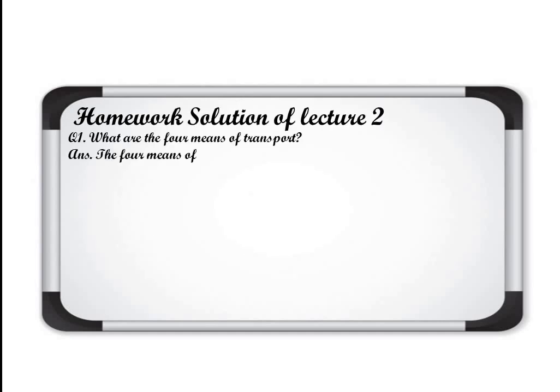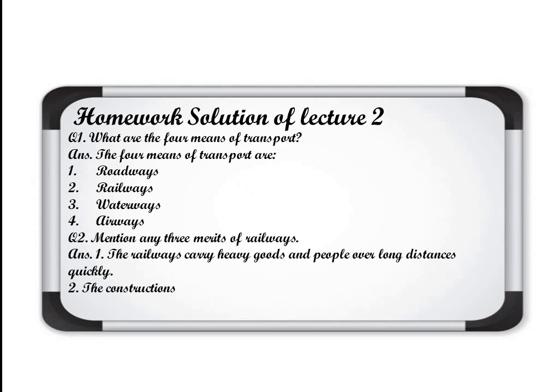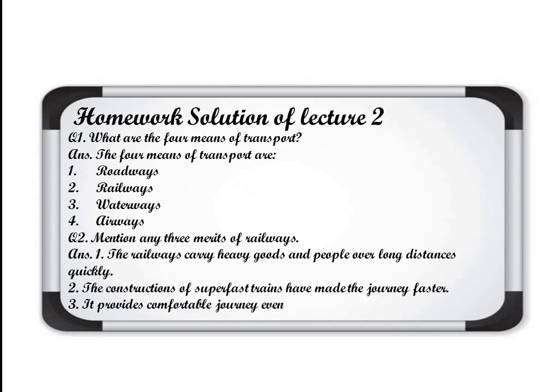What are the 4 means of transport? The 4 means of transport are roadways, railways, waterways and airways. You will write something about all these; they are in the register. Mention any 3 merits of railways. The 3 merits of railways are: the railways carry goods, heavy goods and people over long distances quickly. The construction of super fast trains has made the journey faster now. Third, it provides a comfortable journey even during the night. So you will write these 3 merits.